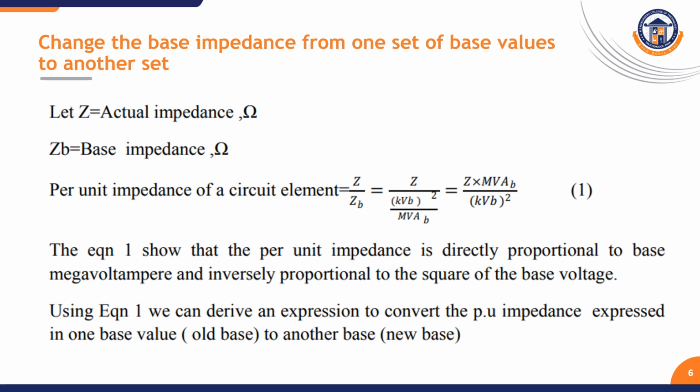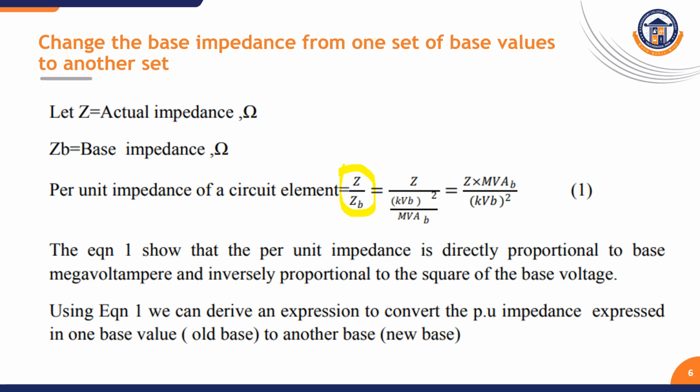From the simple equation we can develop it. Let Z be the actual impedance in ohms and ZB be the base impedance in ohms, and we know the basic formula for per unit value: actual by base. So equation 1 represents the actual by base value, which gives the per unit impedance of the circuit element.